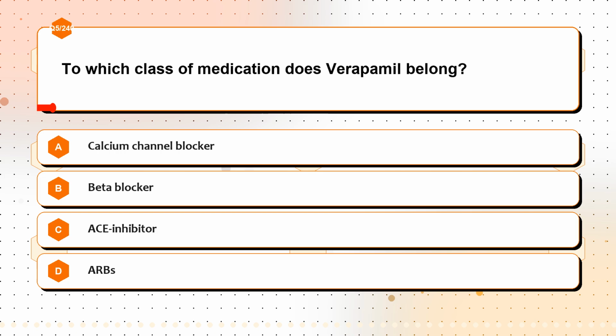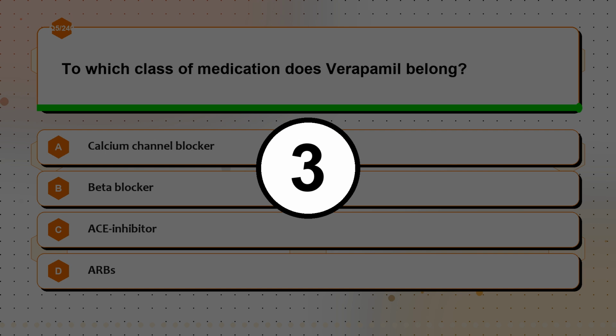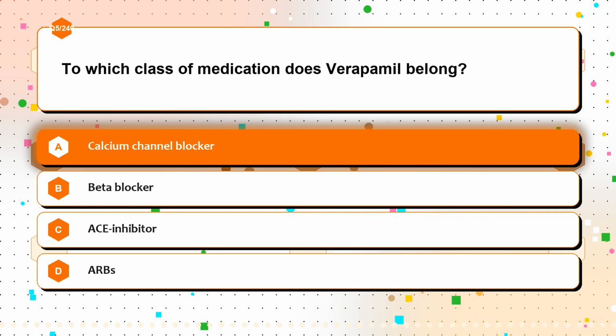Question 5. To which class of medication does verapamil belong? Here are the options. Option A, calcium channel blocker. Option B, beta blocker. Option C, ACE inhibitor. Option D, ARB. The correct answer is option A, calcium channel blocker.